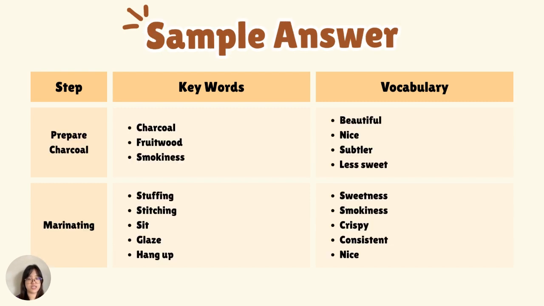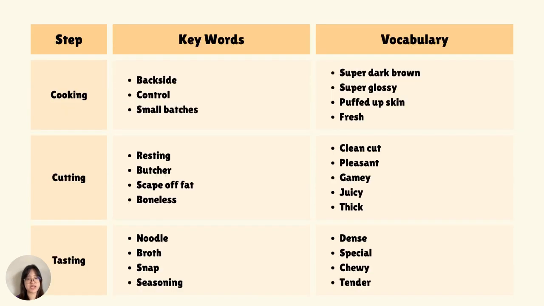This is a sample answer of how the students should answer. Based on this sample answer, there will be 5 steps identified from the video. For example, for the step cutting, the keywords identified are resting, butcher, scrape of fat, boneless, and the vocabulary are clean cut, pleasant, gamey, juicy, and thick. However, the answer is not limited to all these. The students can identify more rows, more answers based on their understanding of the video.